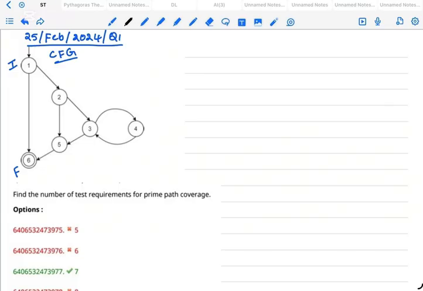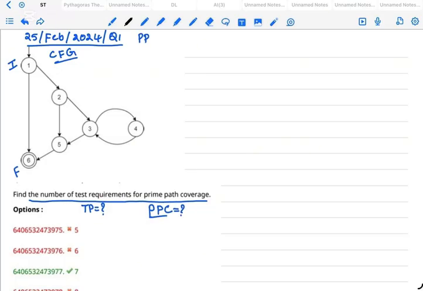It is a double circle. In the question, find the number of test requirements for the prime path coverage. That is, they are asking the number of test paths required for prime path coverage, PPC. For prime path coverage, how many test paths are required?